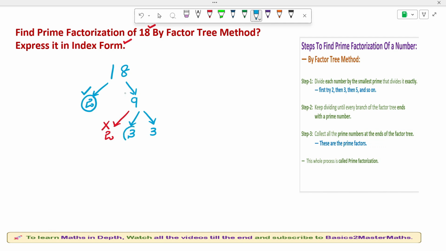Observe, both branches end with the prime number 3. So, the prime factorization is complete.